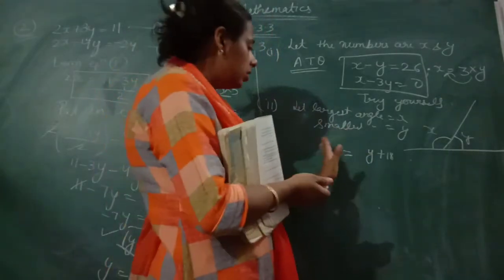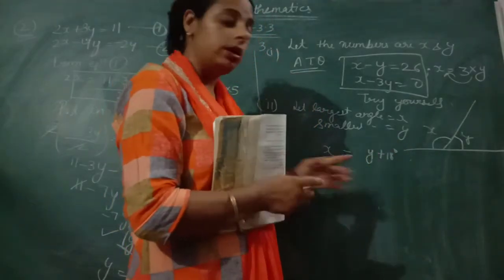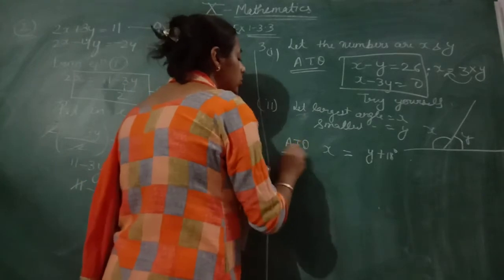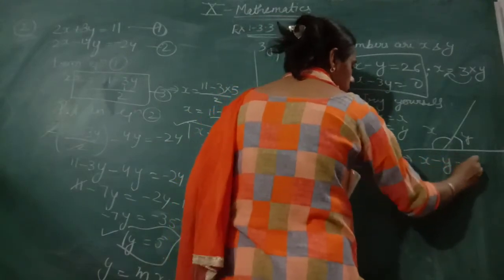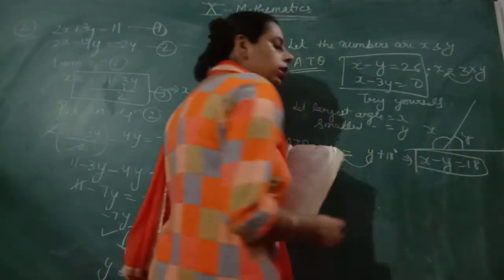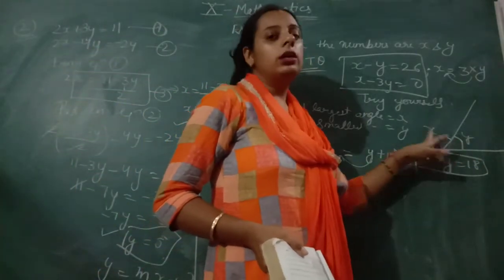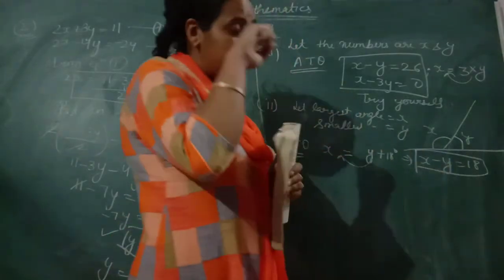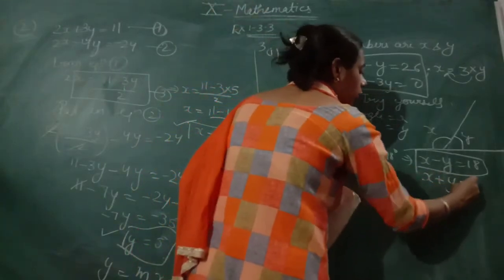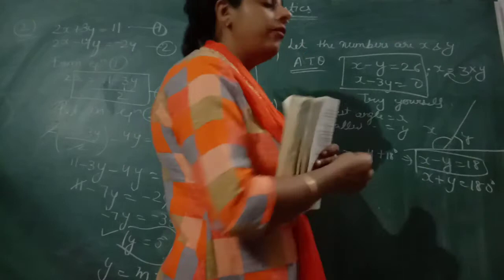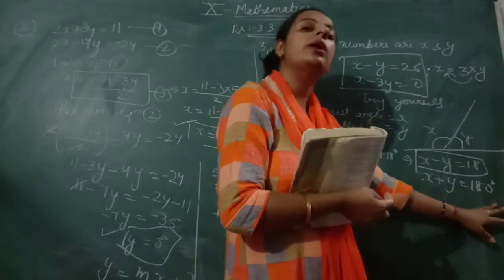To make it equal, you have to add 18 degrees to the smallest one to make it equal to the larger one. This is your first statement according to the question. Taking everything on one side, you will have x - y = 18. This is your first equation. You know these are a pair of supplementary angles. By the definition of supplementary angles, the sum of the two angles is equal to 180 degrees.